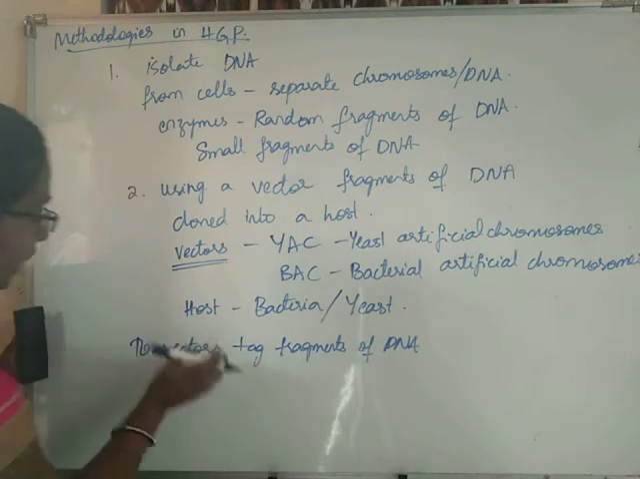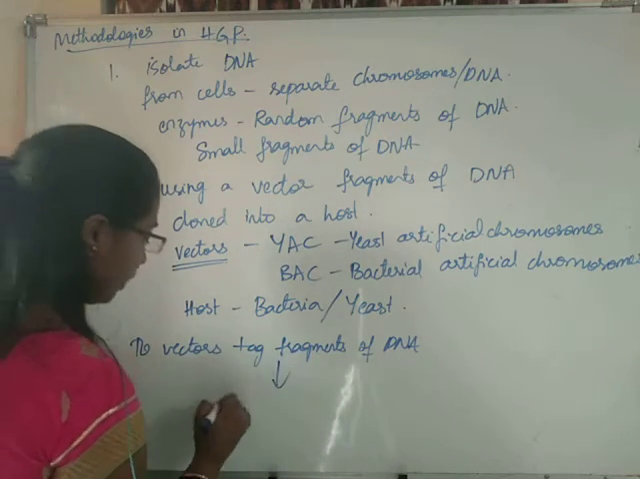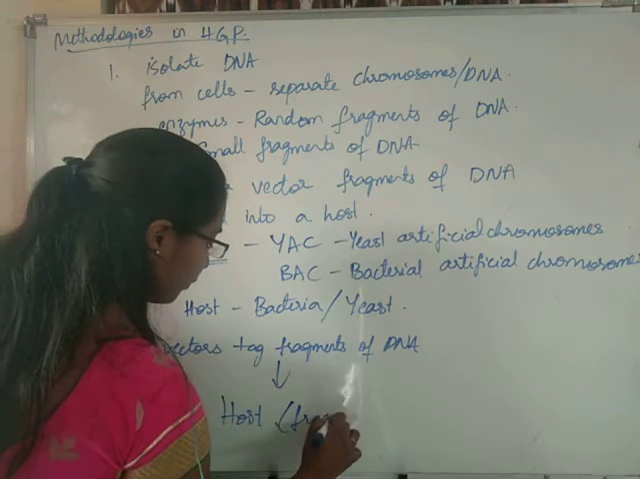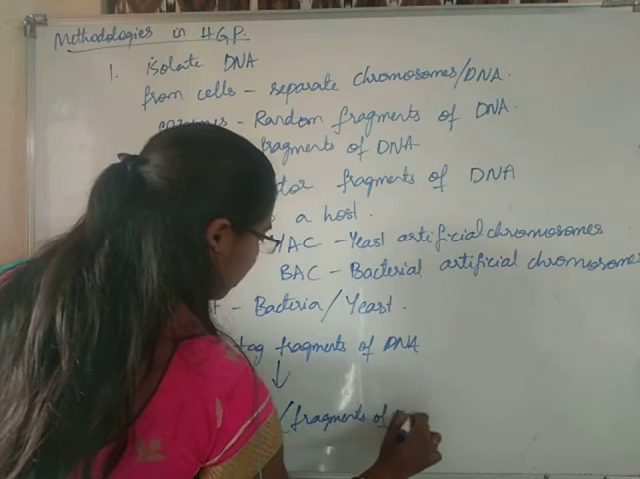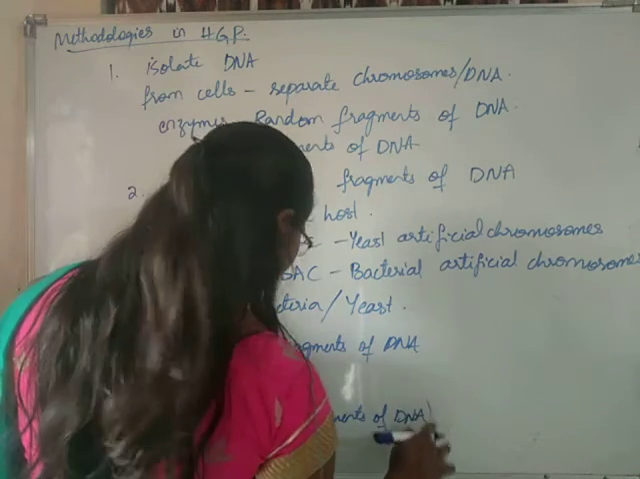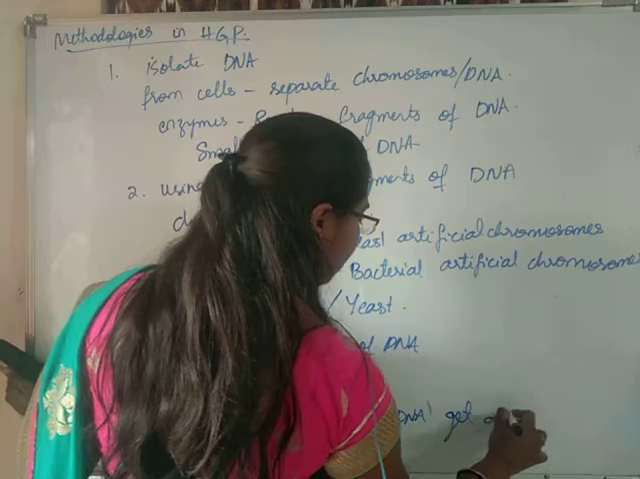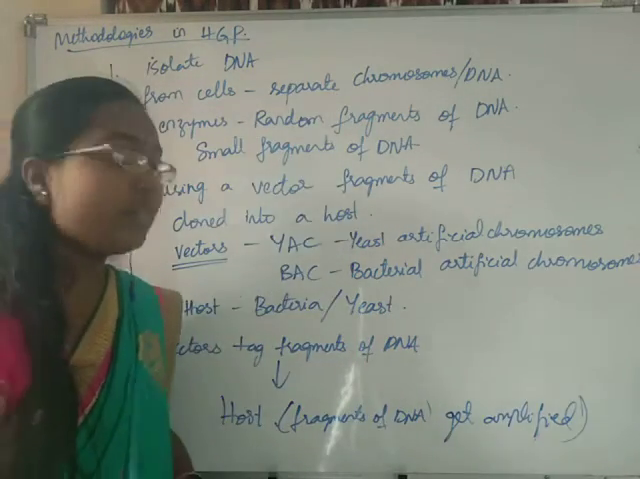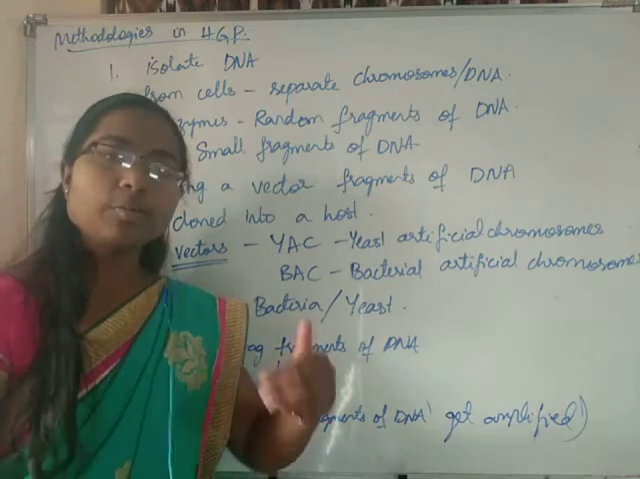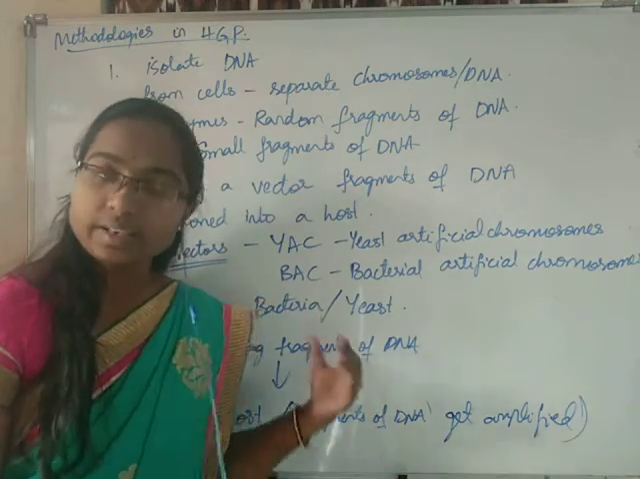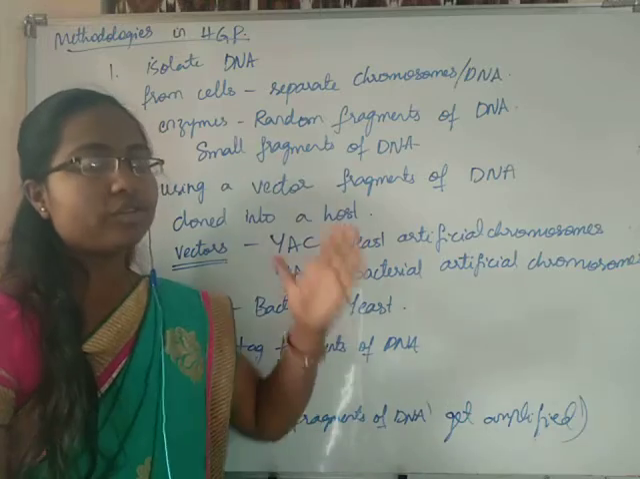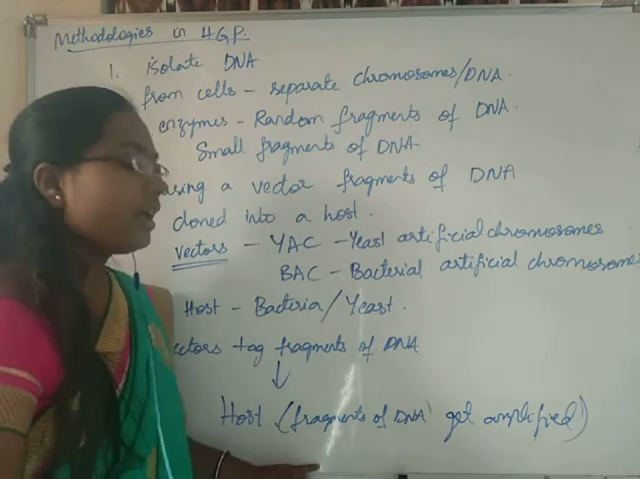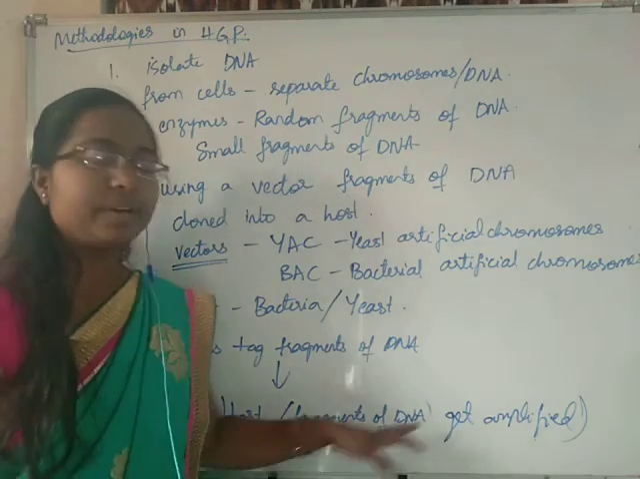So these vectors carry these small fragments of DNA into the host, where these fragments of DNA get amplified. Amplified means they become very clear to study. Because human DNA is very long, we won't be able to study it directly. So we are breaking it into fragments using vectors, and sending it into a proper host which has very small DNA. In that host we amplify this DNA.